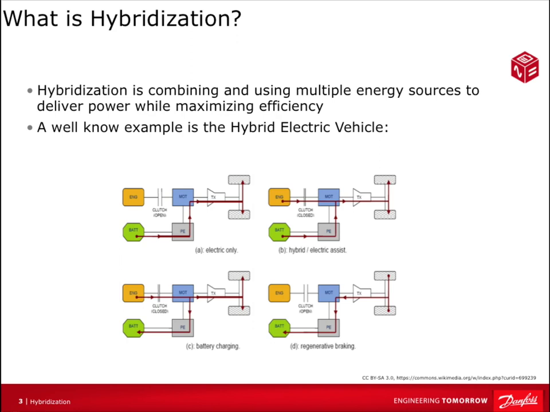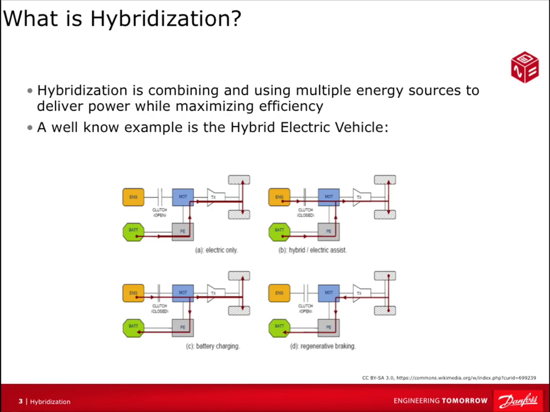Now there are four stages that we could take a look at in the electric vehicle. In the first stage, we are running on electric only, where the battery provides all the mechanical energy to propel the vehicle. This case occurs when the combustion engine can't operate at its maximum efficiencies, for example, at very low speeds, such as backing down the driveway.